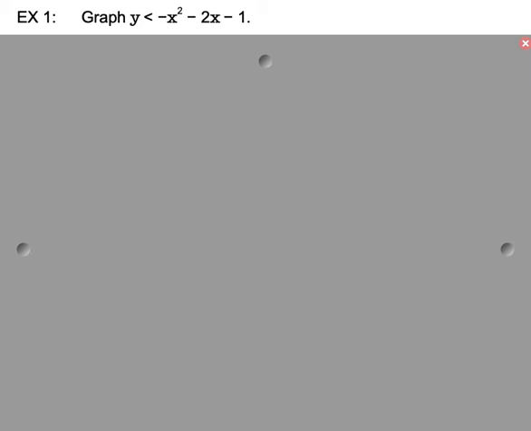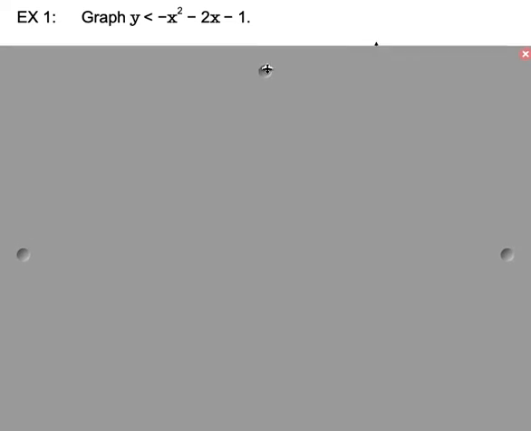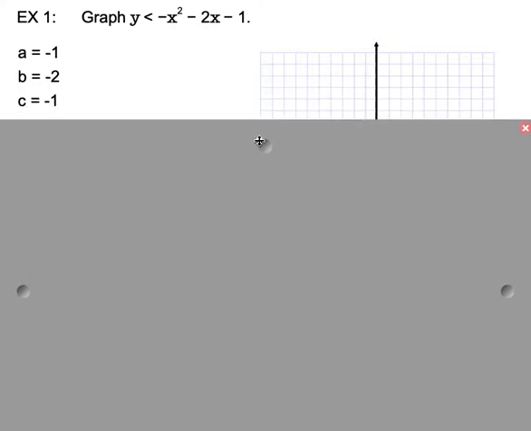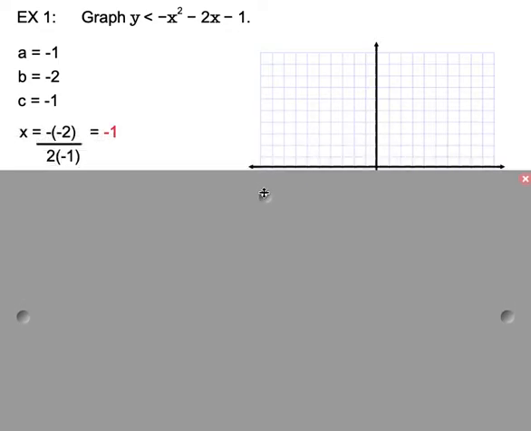So y is less than negative x squared minus 2x minus 1. Don't worry about the inequality to begin with. Realize that it is in standard form. A is negative 1, B is negative 2, and C is negative 1. In standard form, to graph, we use x equals negative b over 2a. So a negative and a negative make a positive 2. 2 and negative 1 make a negative 2. And 2 divided by negative 2 is negative 1.